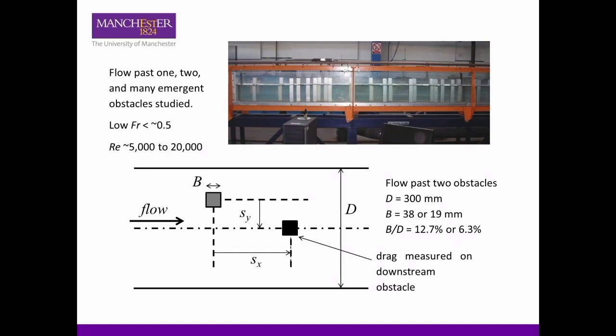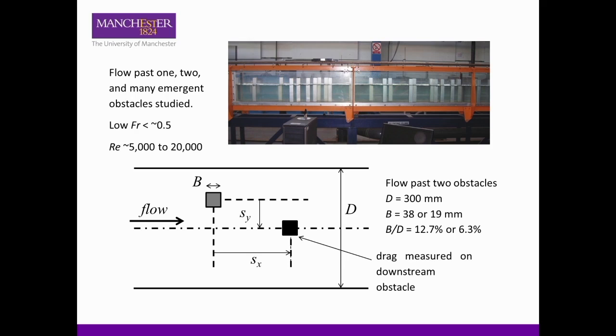Okay, so these are lab experiments. You can come and see the tank if you like. It's in the Pariser building just over there. It's a tank that's about 5 meters long, 30 centimeters high and wide, and we're using it to look at flow past obstacles. In this case, you can see a whole array of obstacles. Here we've looked at 1, 2, and later on many emergent obstacles. So these are obstacles that stick right through the full water depth. You can see here a random array of square obstacles.